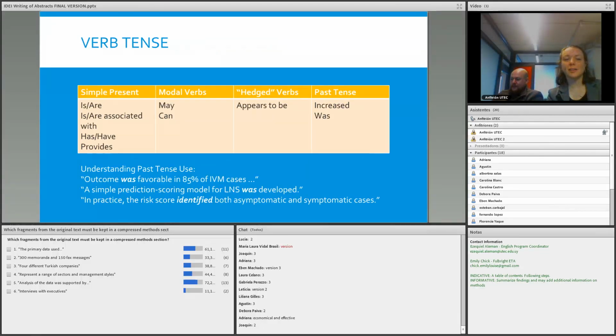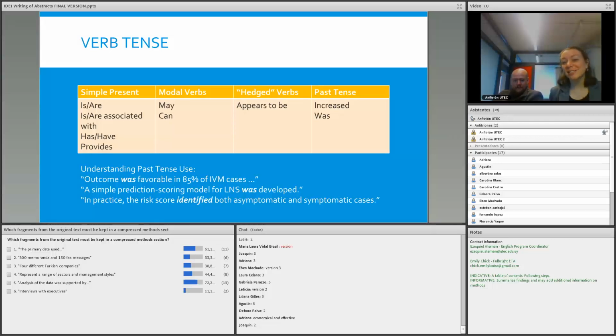And then looking also at the verb tense. You can see there are things like simple present, modal verbs, hedged verbs, and past tense. By far, the most popular to use is the present tense. By using present tense verbs, studies communicate the contemporary relevance of their findings.